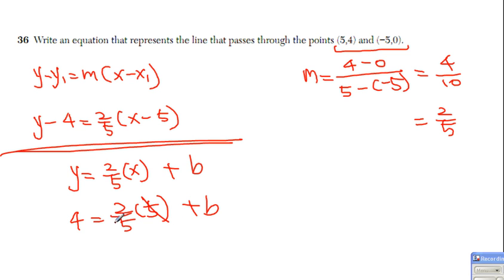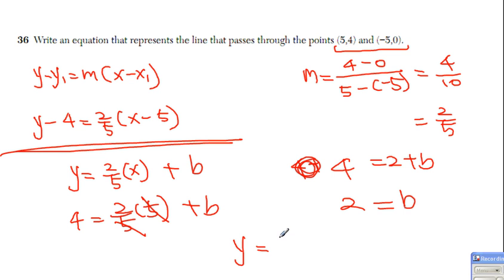Now 5 of course cancels out. We end up getting 4 equals 2 plus b. Then you now realize that b is equal to 2. So therefore our final answer would have been y equal to 2/5 x plus 2. Or this one. Either way would have been okay.